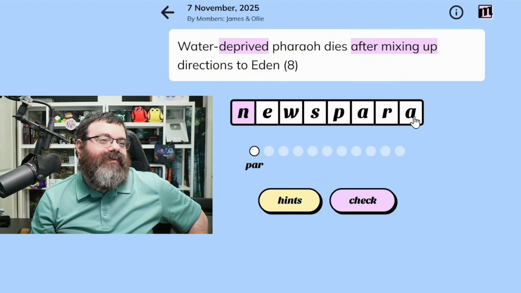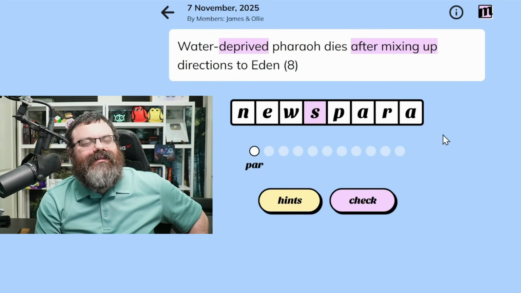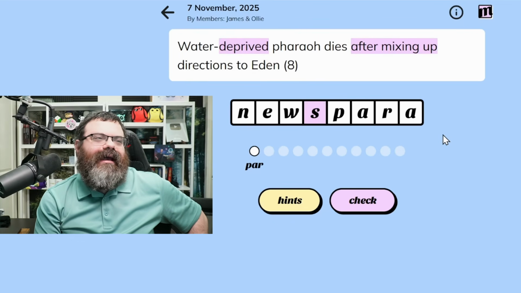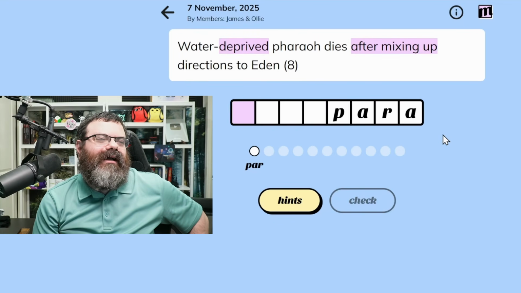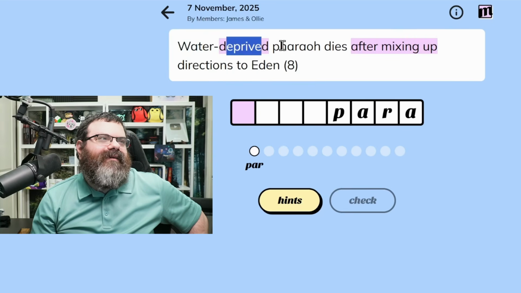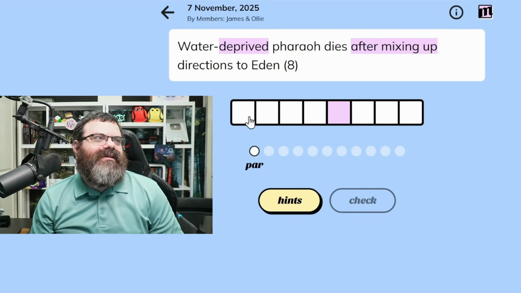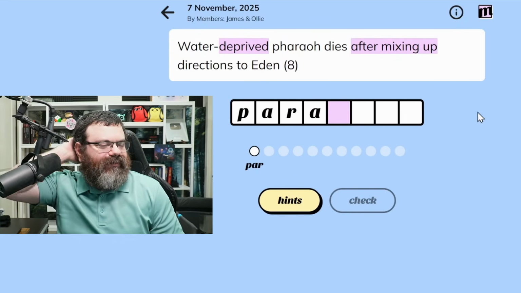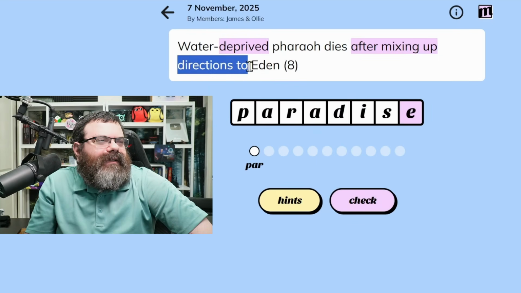You know what? I just realized anagram indicators, I'm going to get comments before they get to this part of the video. Anagram indicators are not allowed to anagram replacements of fodder. And directions isn't an indicator, so it's fodder. I think water is being deprived from Pharaoh, dies. Oh no, maybe it's dies after mixing up directions. I don't think the after is telling us do it after. I think we're actually starting with para. I think it's paradise. I think here's what's happening.